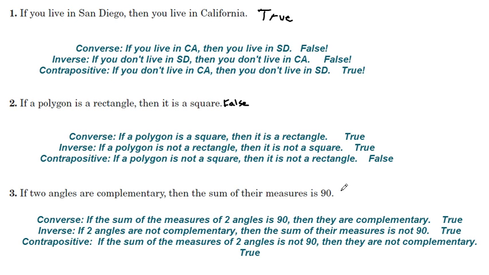Okay, down here our last example. If two angles are complementary, then the sum of their measures is 90. That defines complementary. That is true. Okay, let's look at the converse.